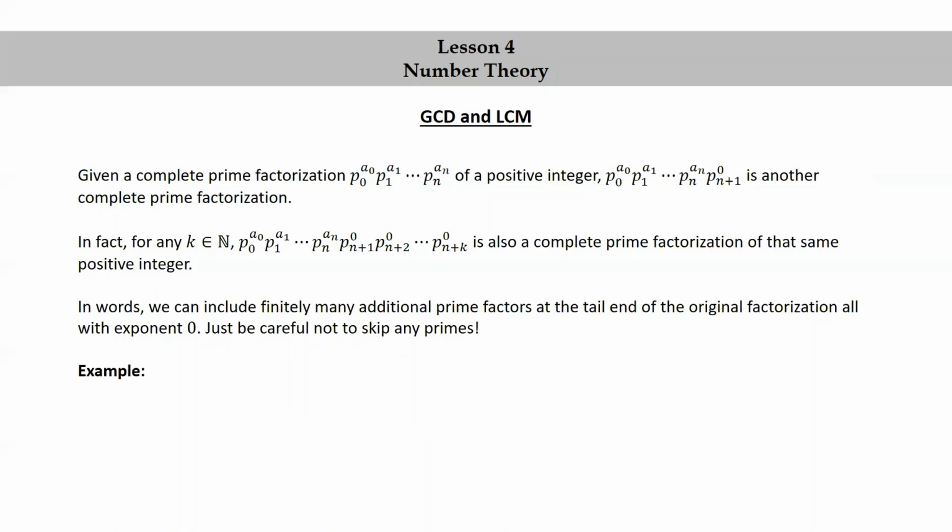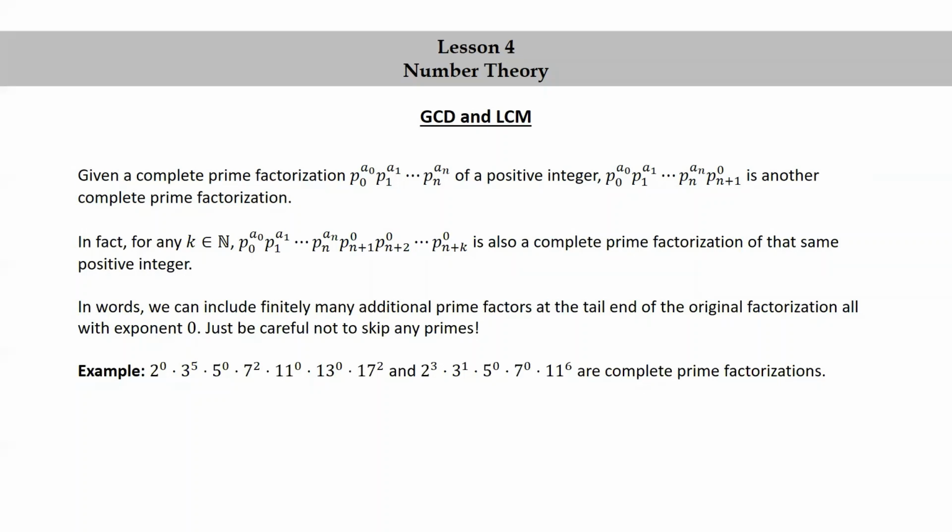Let's look at an example. 2 to the 0 times 3 to the 5 times 5 to the 0 times 7 to the 2 times 11 to the 0 times 13 to the 0 times 17 to the 2, and 2 to the 3 times 3 to the 1 times 5 to the 0 times 7 to the 0 times 11 to the 6 are complete prime factorizations.